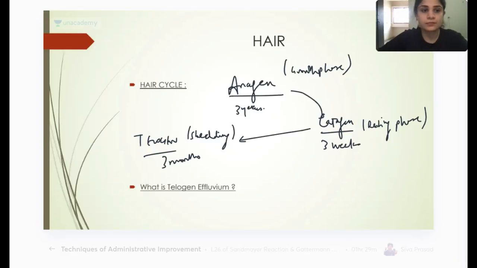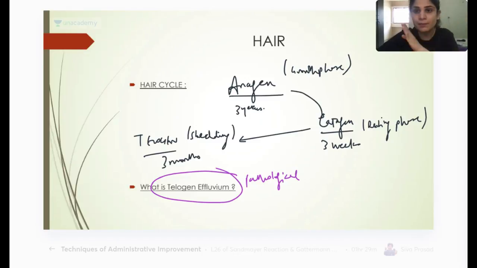What is telogen effluvium then? Is this pathological or is it normal telogen effluvium? Pathological or normal? Okay, so this is pathological phase in which your body will cut down the anagen phase. It will miss the catagen phase and directly go to telogen. So the hair will start shedding out. Now this happens when you have chronic illnesses, when you have severe illnesses like typhoid, and especially after chemotherapy. Okay, so your hair will end this phase of anagen wherever it is. It will skip the phase of catagen, directly go to telogen and start losing hair.